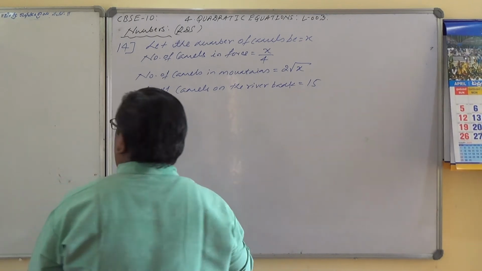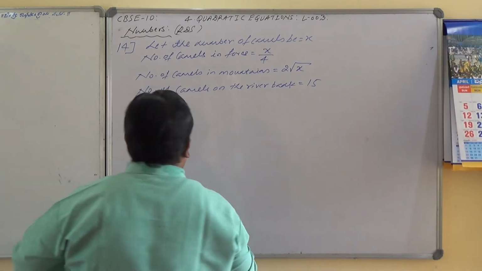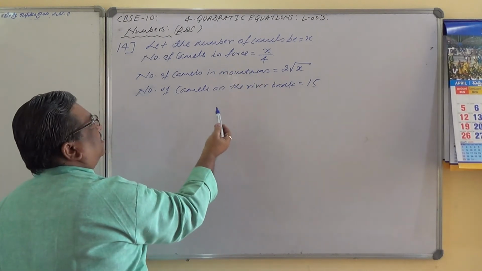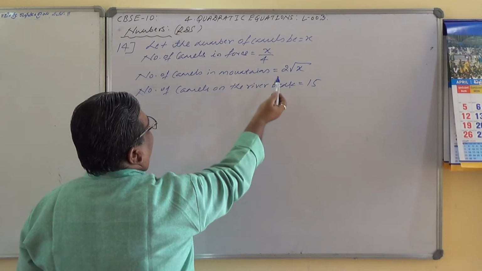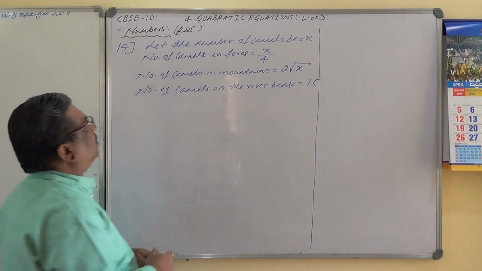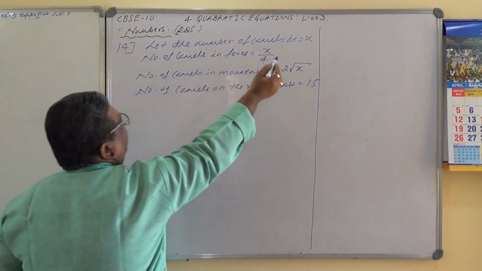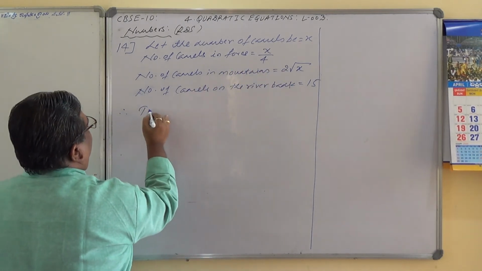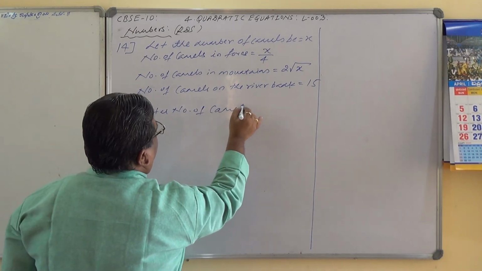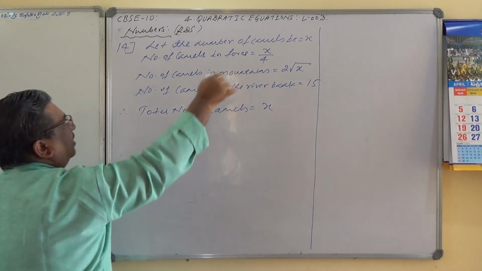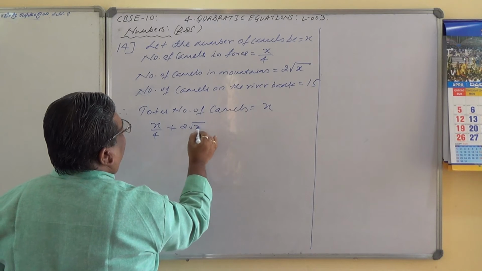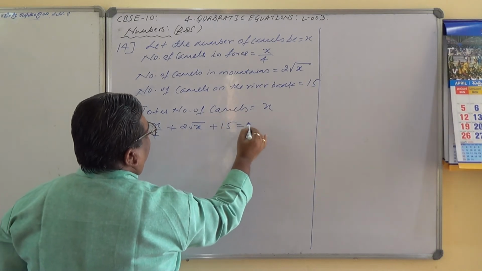Okay. So, the question is to find the total number of camels. What is the total number of camels? Total number of camels is camels in the forest plus in the mountain plus on the bank of the river, which should be equal to the total number of camels. Okay, let us see how to solve now. We know that the total number of camels is x basically. Therefore, total number of camels equals x. Add these three: x by 4 plus 2 root x plus 15 equals x.